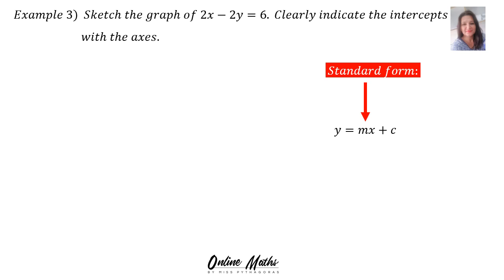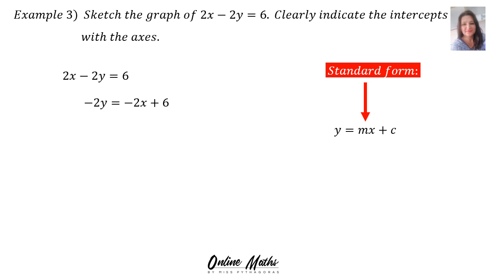So now to write your equation in standard form, 2x minus 2y is equal to 6. What I will do is I am going to take everything else to the right hand side so that I can isolate the term that contains the y. So minus 2y is equal to minus 2x plus 6.